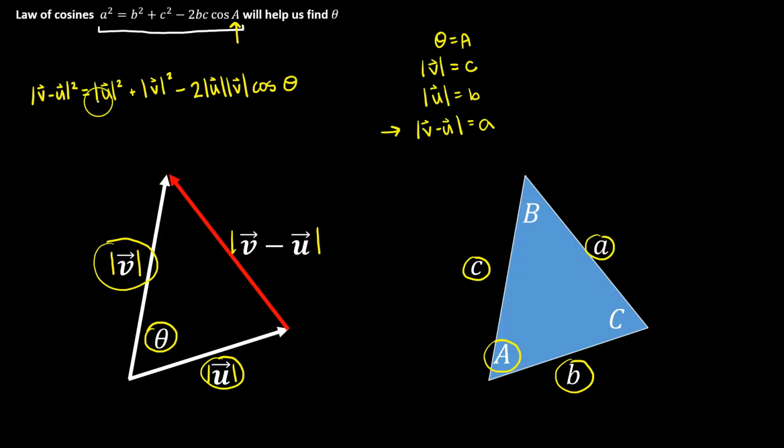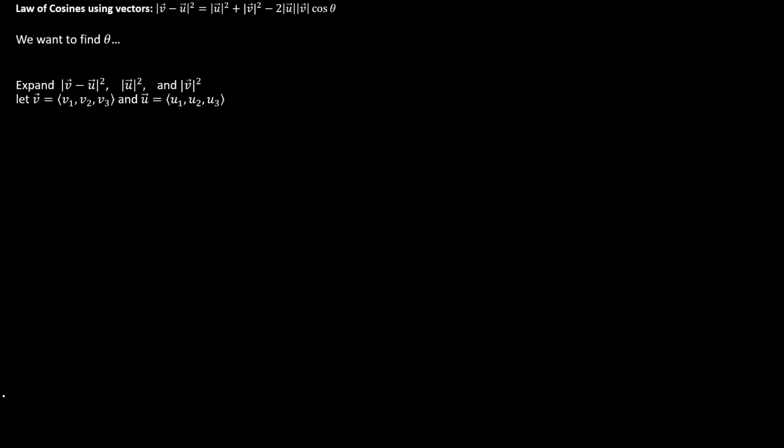Now, we'll be able to solve this equation for theta. That's our goal here. If we're given the two vectors v and u, we'll be able to complete every value in this equation except for theta, which means that will be the only unknown, and we'll be able to solve the equation for theta.